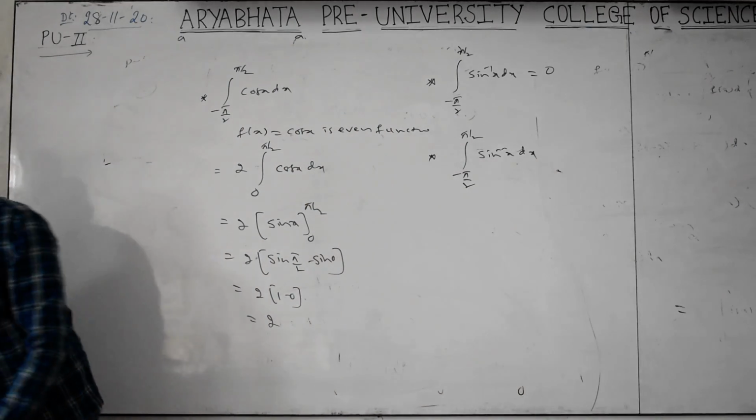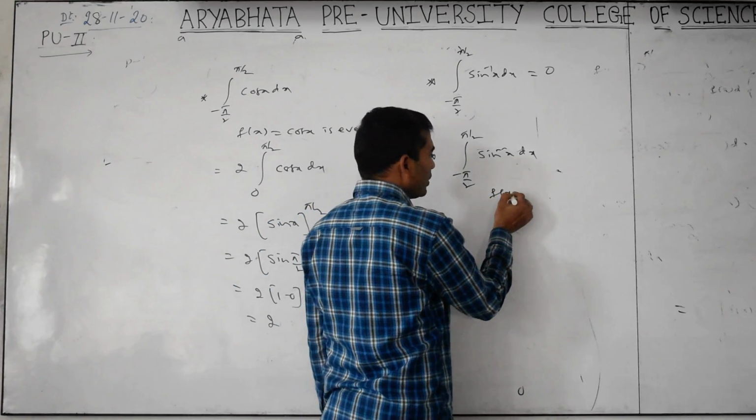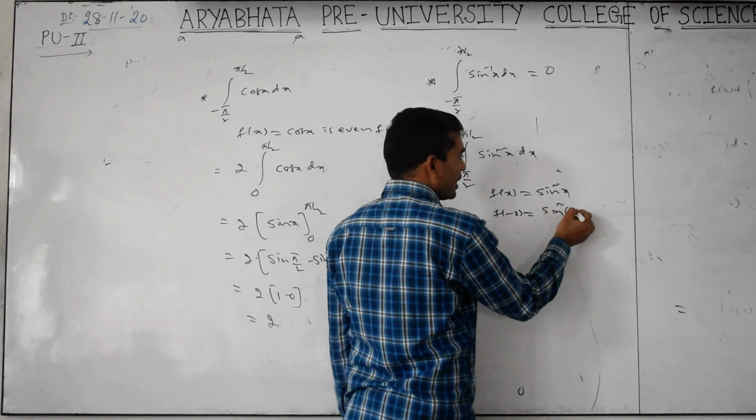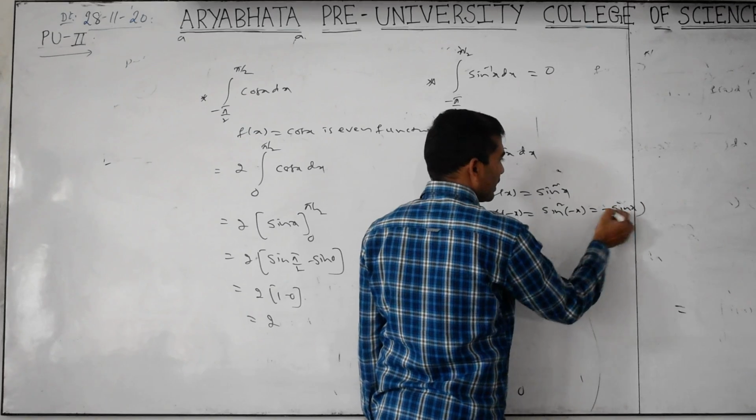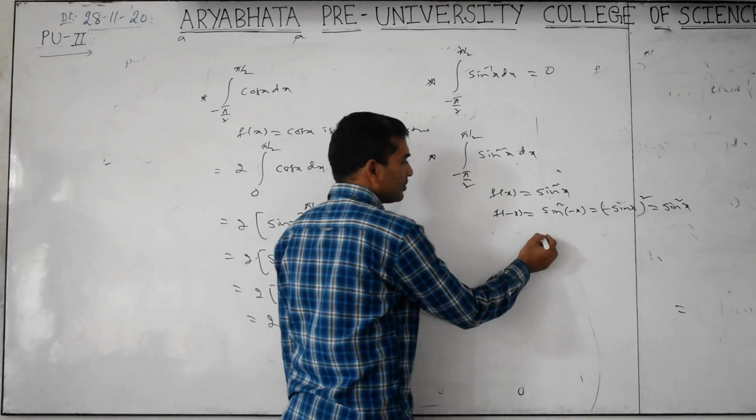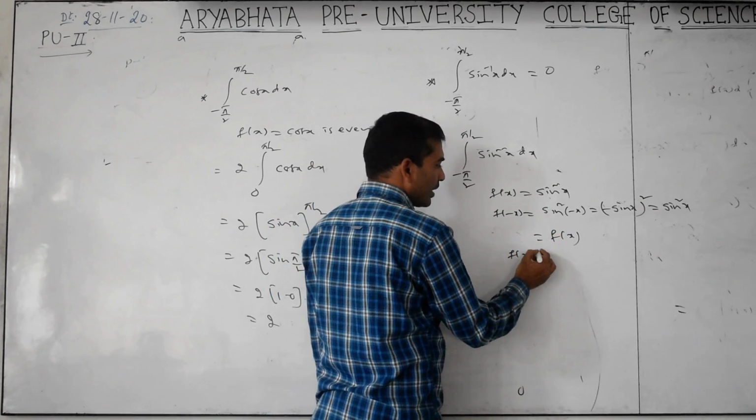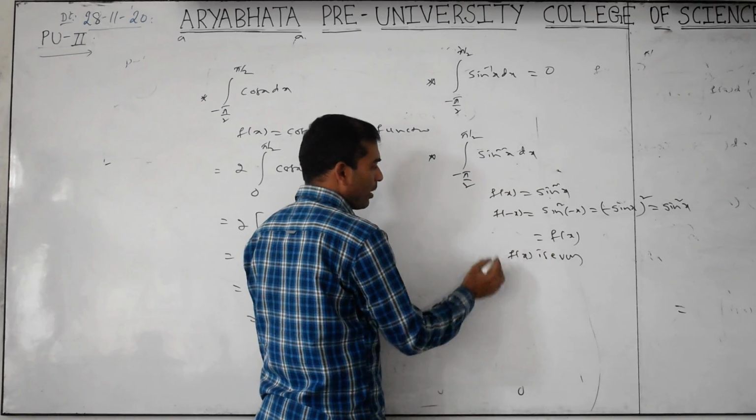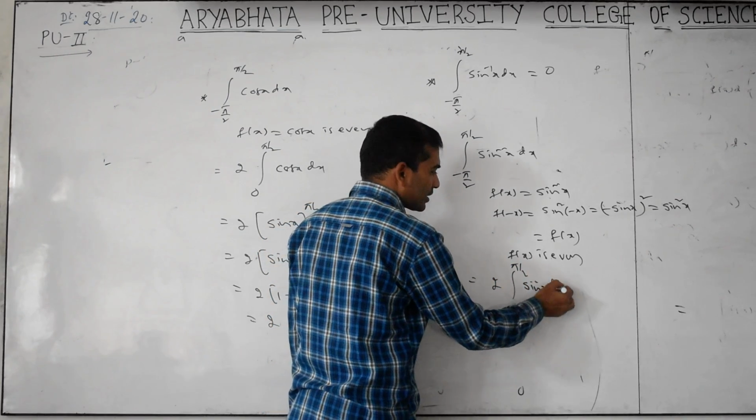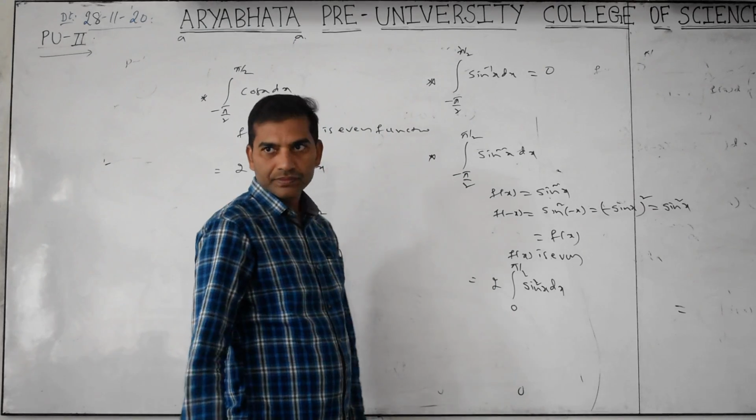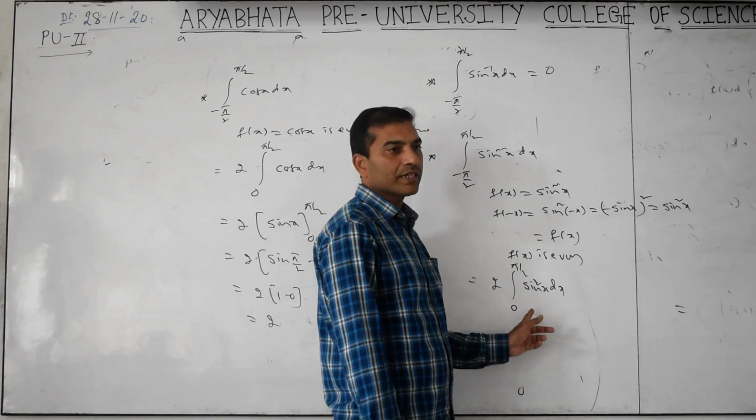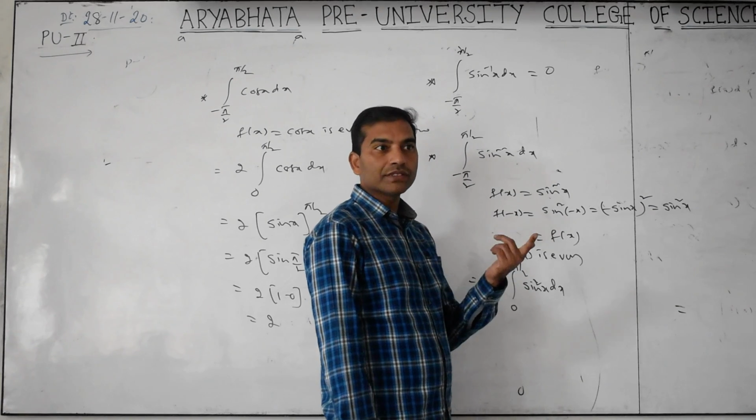Is it even or odd? Even. f of x is equal to sin square x. f of minus x equals sin square of minus x, which is equal to minus sin x, whole square, which is equal to sin square x. So it is even. So f of x is even. If it is even, by using the property, 2 into integration of 0 to pi by 2 of sin square x dx. This we can find by using the 0 to a property, or by using the indefinite integral concept. How to find the integration of sin square x? 1 minus cos 2x by 2.